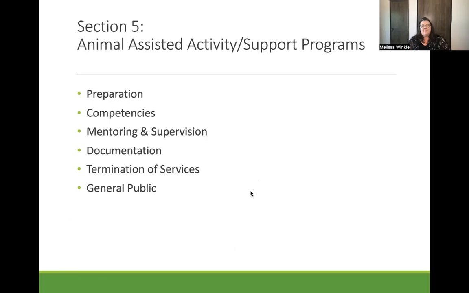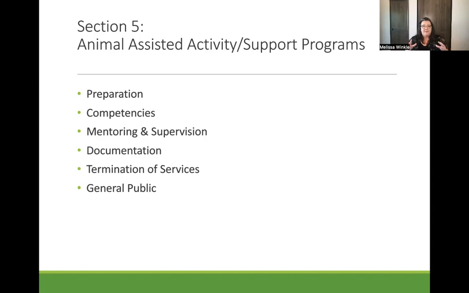The next section would be animal-assisted activity or support programs. So guidance should be given for preparation, for competencies, for mentoring and supervision, documentation, termination of services, and general public issues in this specific role. So you'll notice that while the subheadings of preparation, competencies, mentoring and supervision, etc., are similar to those of animal-assisted therapy or treatment, we're focused on making sure that there is a differentiation, because remember, it's a very different job.